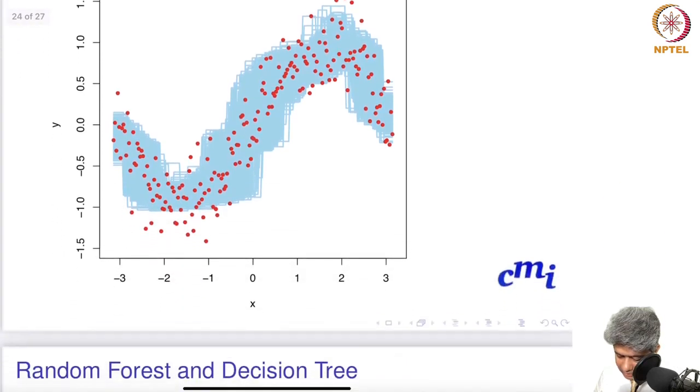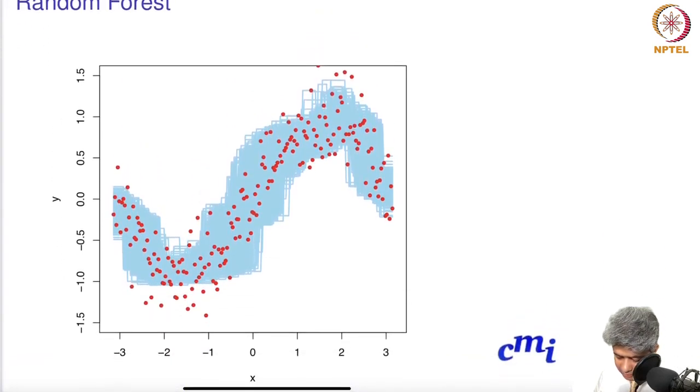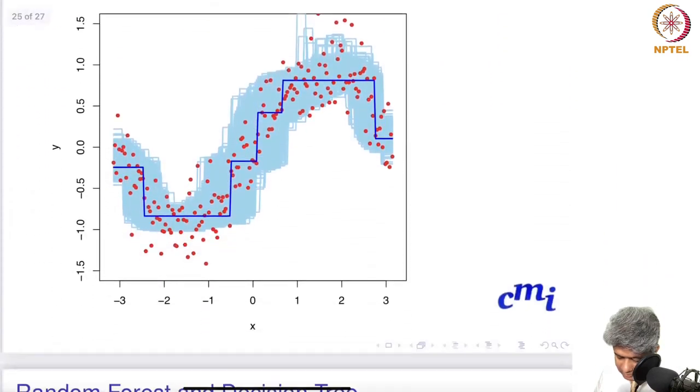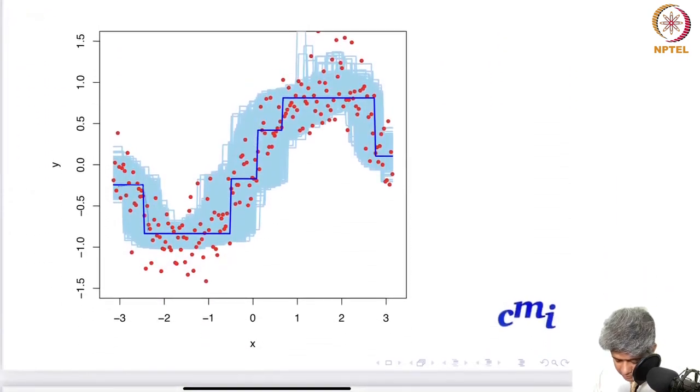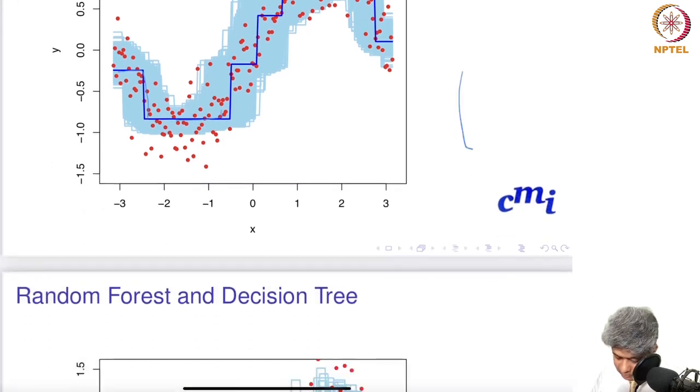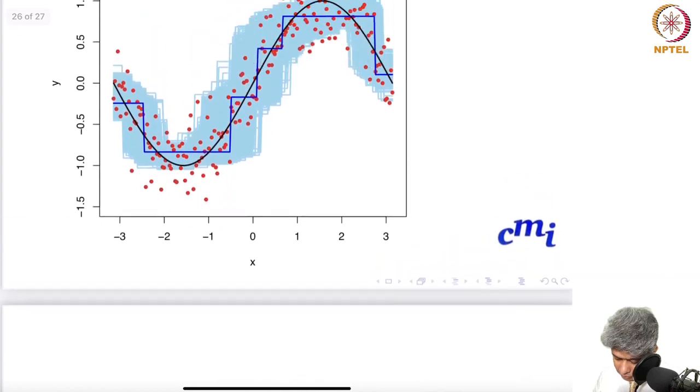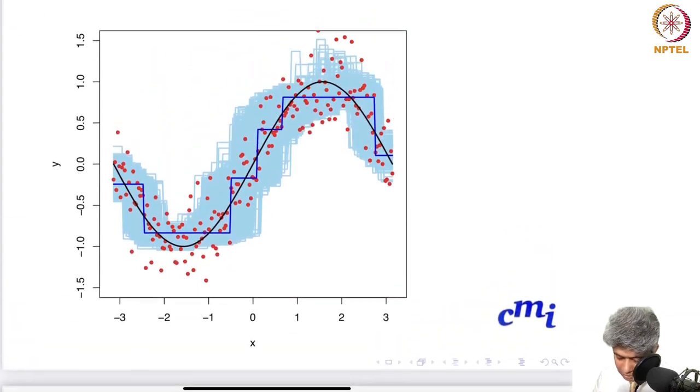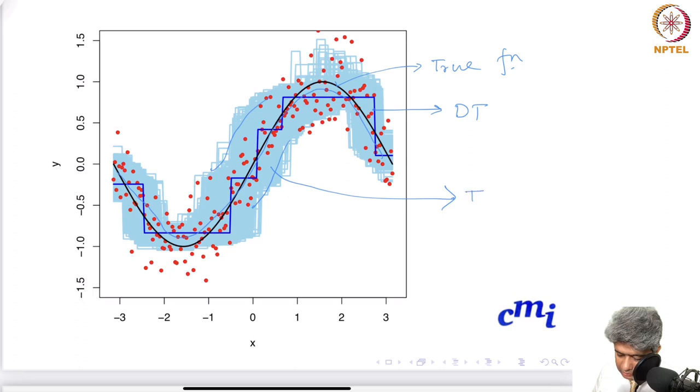So here is an example of a random forest, and here is an example of a decision tree plotted over there. The black one is the true function. This blue line is the decision tree, and all these sky blue ones are trees of the random forest.